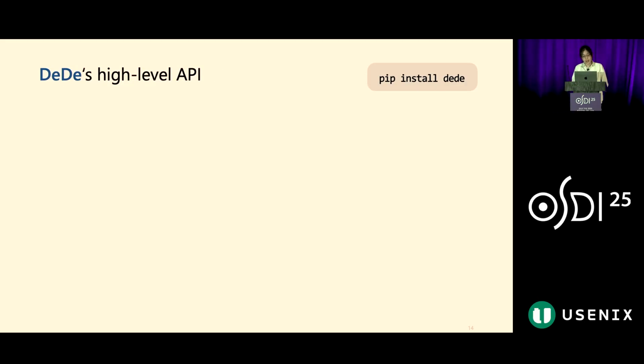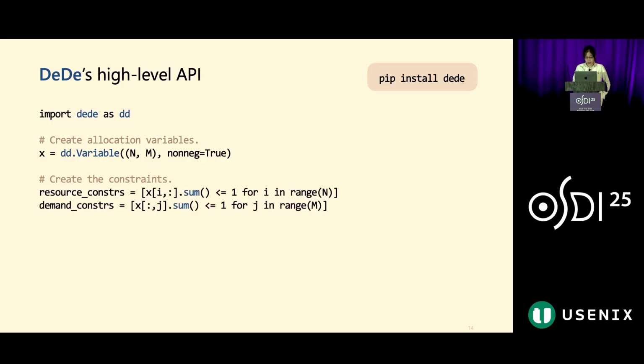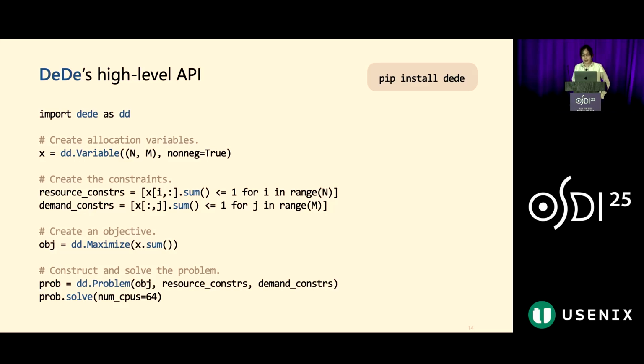We implement DeDe as a Python library at high level, which can be easily installed through pip install DeDe. So here is a quick example to show how it works. First, we import DeDe. Then we create a non-negative allocation variable for n resources and m demands. Next, we define the constraints. For example, we require allocation on each resource and each demand to stay below 1. We also specify an objective, say maximizing the total allocations. Once we have the objective and constraints, we construct the problem and call solve to get the result.